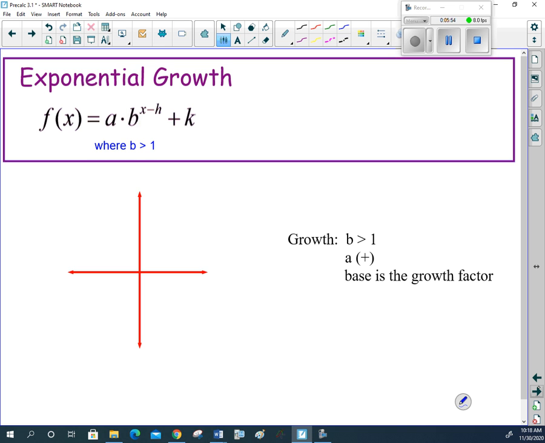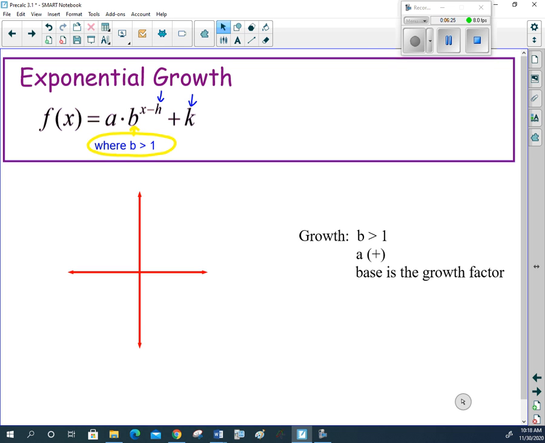Our h and k do the same things that h and k have always done. That's our left and right and up and down translations. b is your base. a is still your initial value. This is going to tell you if it's a growth or not. If b is greater than 1, so if this base right here is greater than 1, it's going to be a growth, and that is also if our a is positive. So I'm highlighting this right here as a being positive.